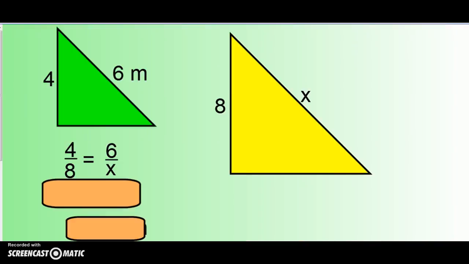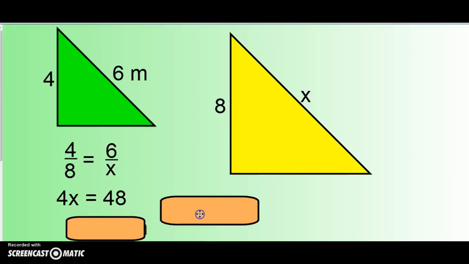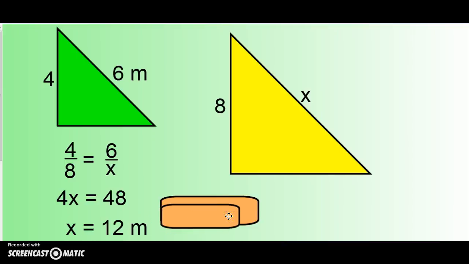All right, now you see some measurements given. You'd set up your ratio as this corresponding side of 4 corresponds to 8, so you'd say 4:8 as 6 is to what? Then you would crisscross multiply. So 4x equals 6 times 8, so 4x equals 48, and x equals 12.